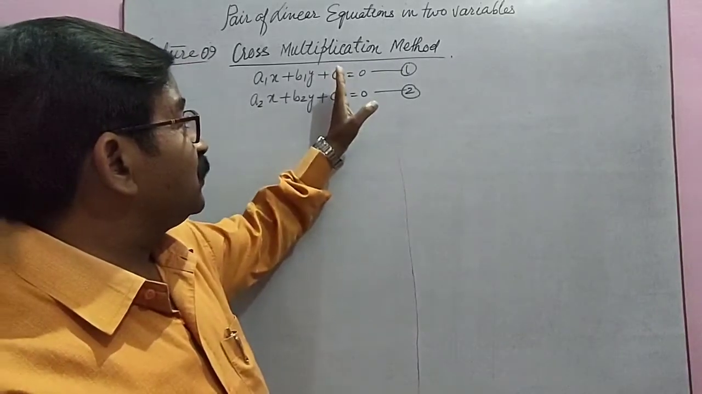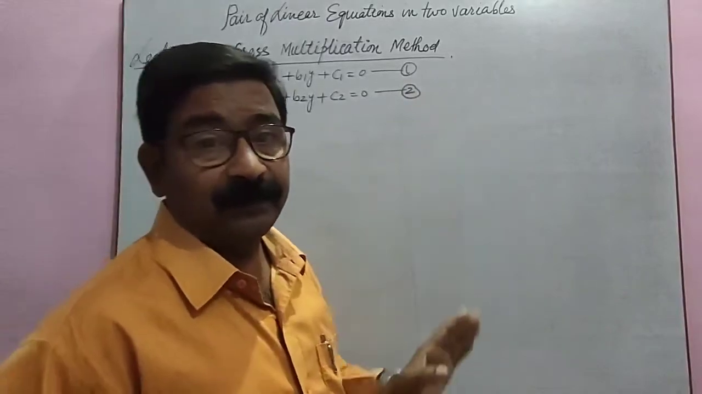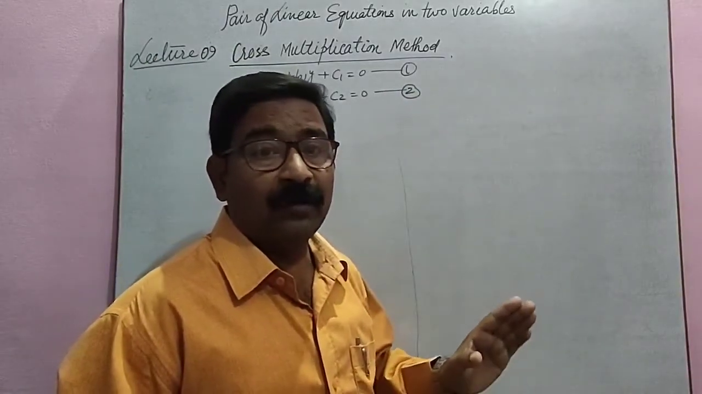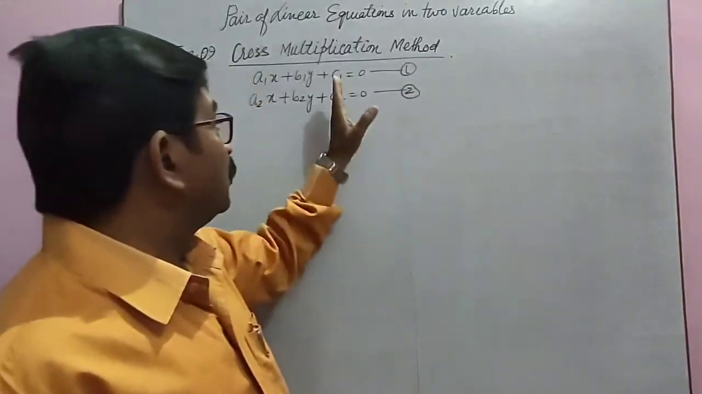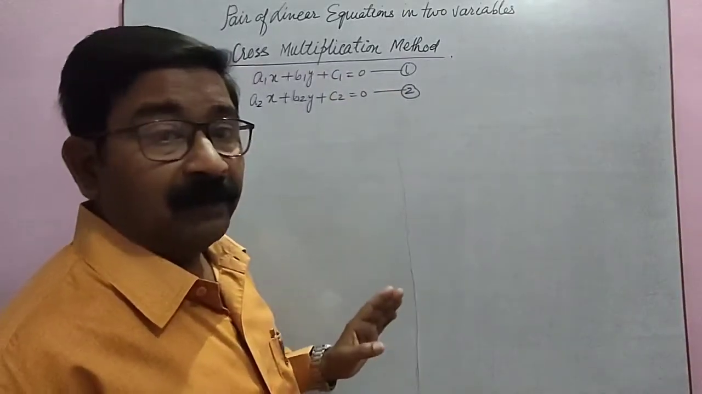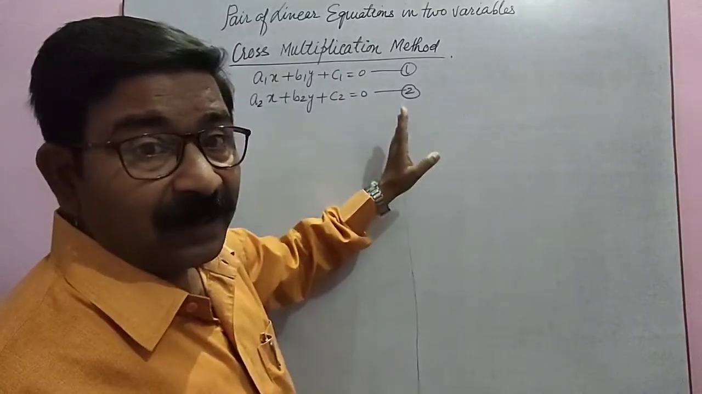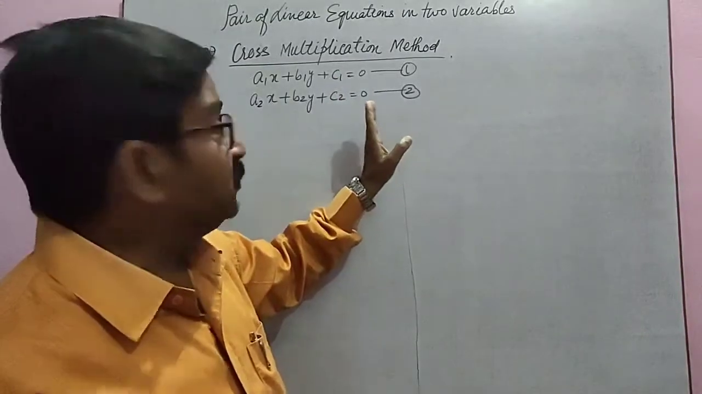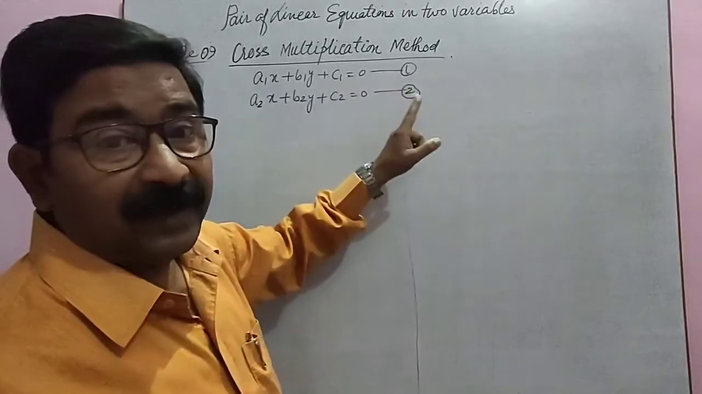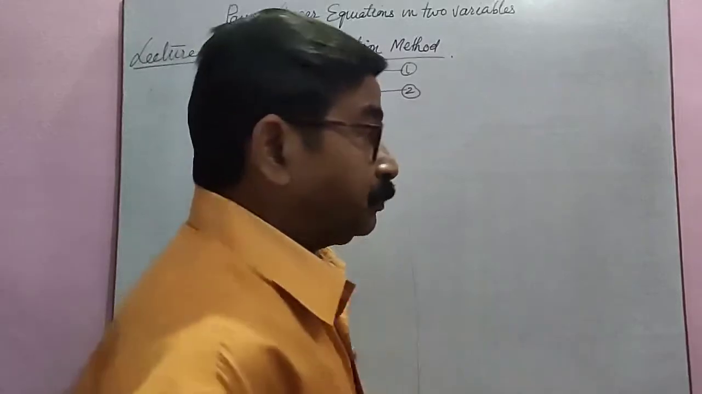Now I think you have observed one thing. The constants c1, c2 are generally given on the right side of the equal sign. Whenever you are going to solve the equation, these constants are sent to the right, and when you send a constant to the right, the sign will automatically change. Plus becomes minus and minus becomes plus. Now let's see what the method is.